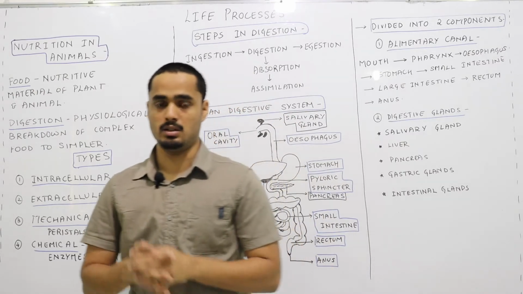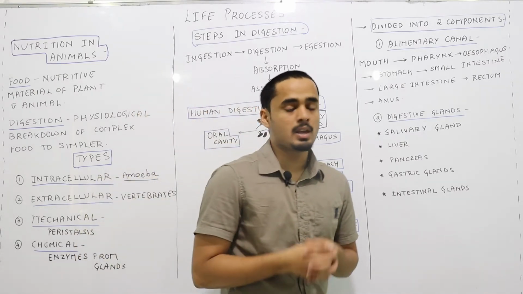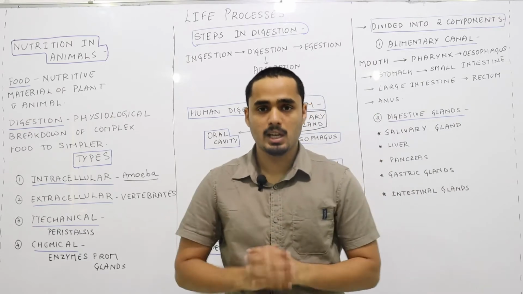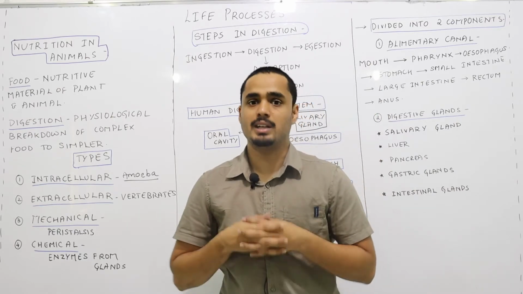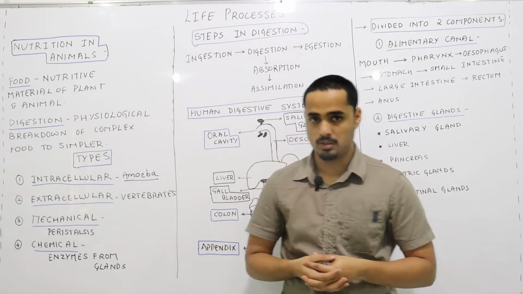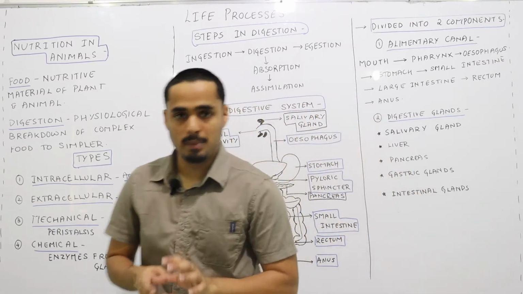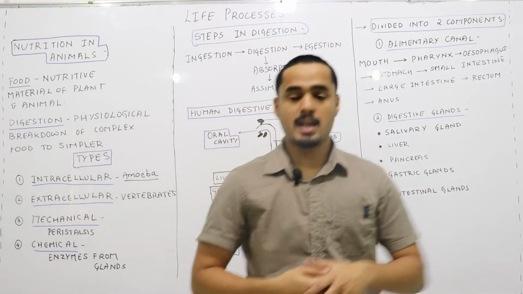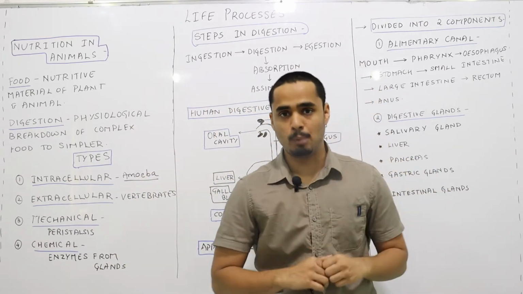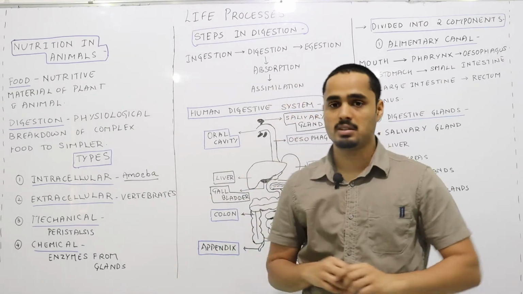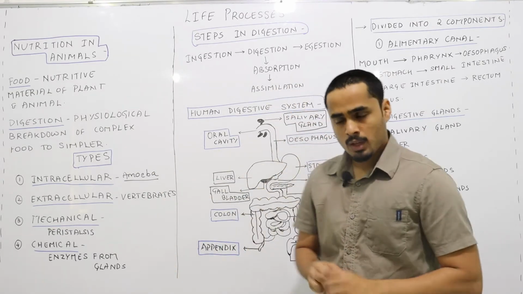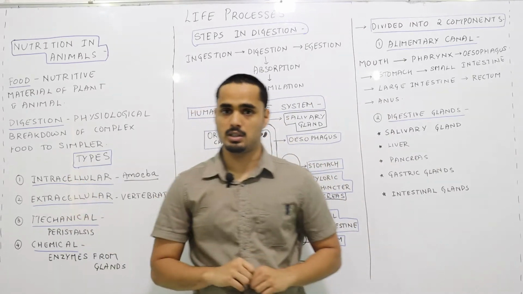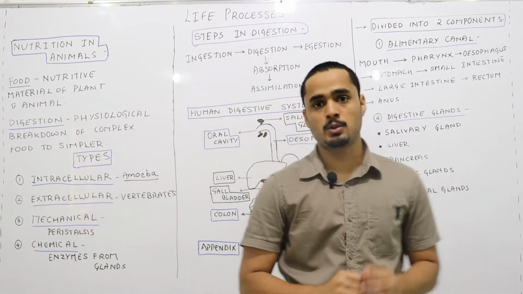Now what is digestion? In simpler terms, digestion means breakdown of complex food into simpler food. Now in a more technical aspect of it, what is digestion? Digestion is a physiological process by which complex food materials are broken down into simpler food materials so that they can be absorbed by the body. Now that is how we define the process of digestion. Now when we talk about digestion, there are four types of digestion. Now what are these four types of digestion?